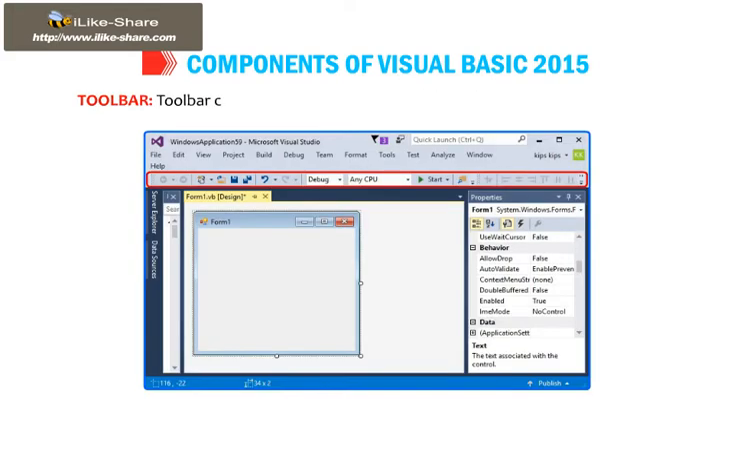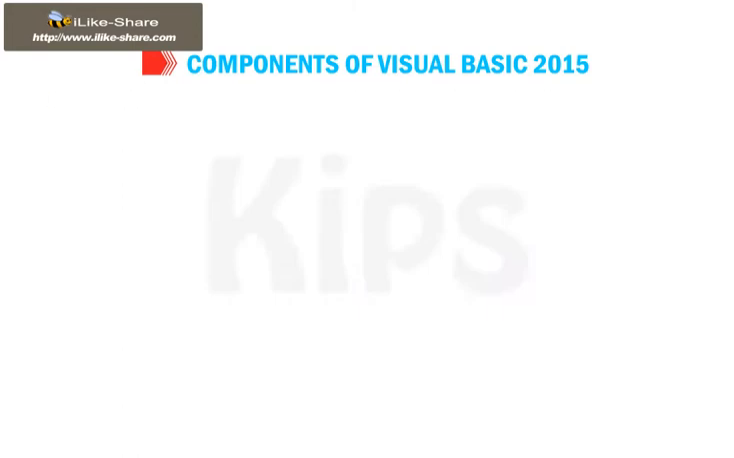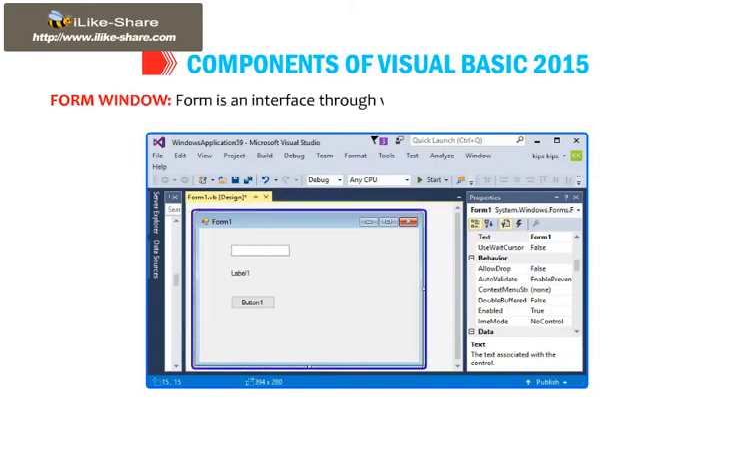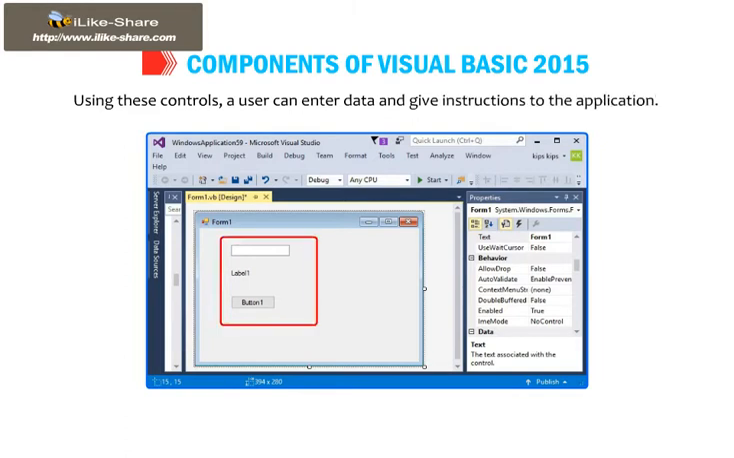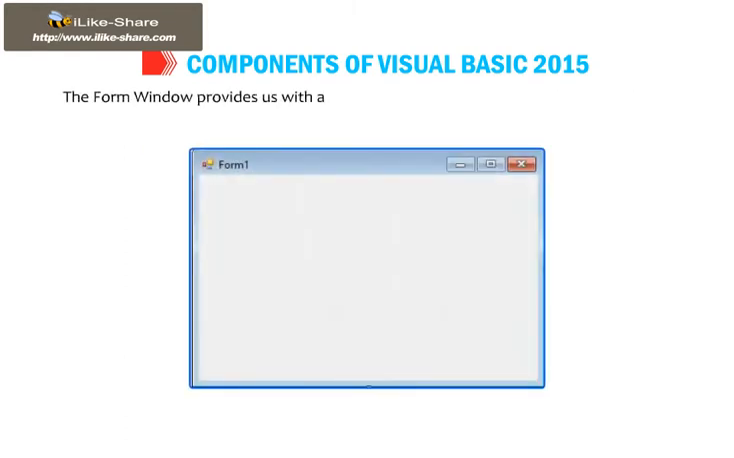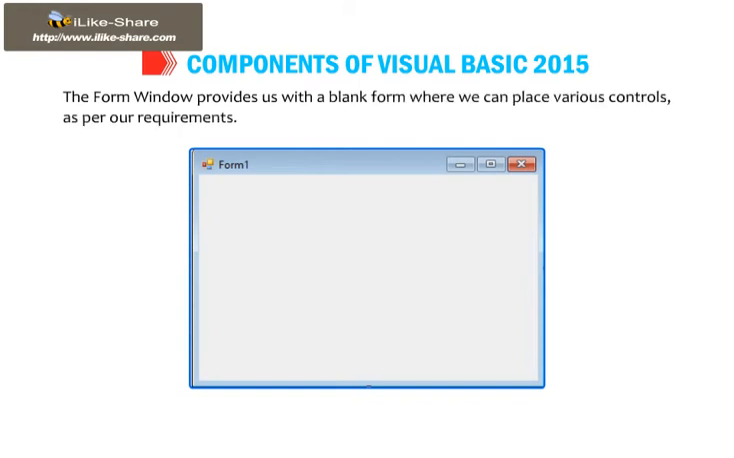Toolbar. Toolbar contains icons that give access to frequently used menu items. These icons act as shortcuts to the options available in the menu bar. Form window. Form is an interface through which a user interacts with the application. A form contains many control elements such as label, text box, button, etc. Using these controls, a user can enter data and give instructions to the application. The form window provides us with a blank form where we can place various controls as per our requirements.